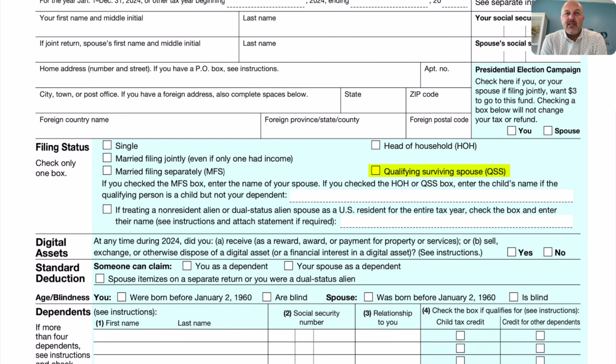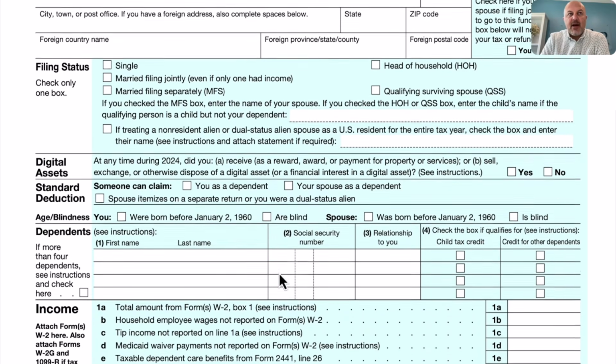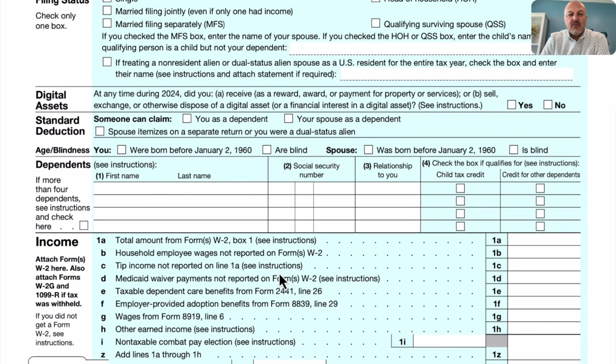Now, this status provides a lower tax rate and a higher tax deduction than if you were to file single or head of household. The last filing status, the non-resident alien, is not going to be covered in this video because it's very complicated for non-residents and it's way beyond the scope of this video. Okay, the next section we're going to cover is digital assets and the standard deduction.